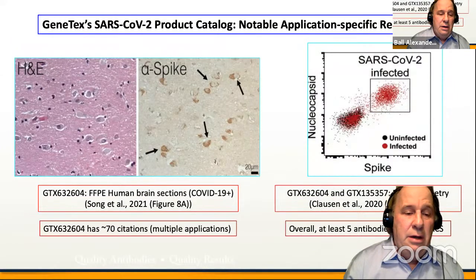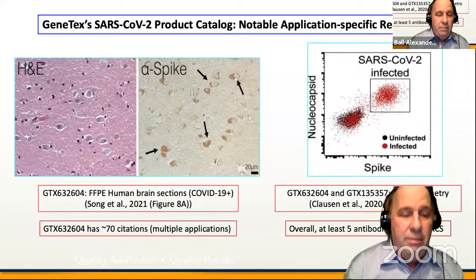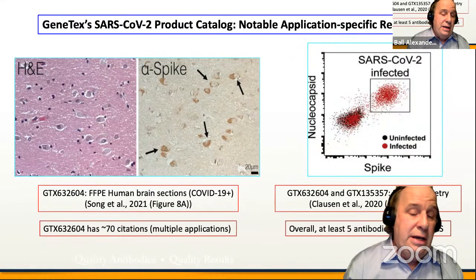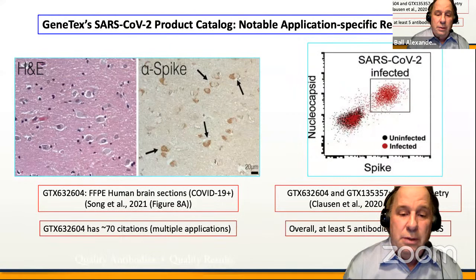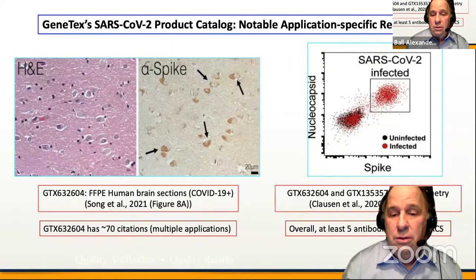One of these is GTX-632604. It's a mouse monoclonal antibody. I think it's the most highly cited antibody for SARS-CoV-2 research directed against the virus. It has probably by now more than 70 citations for multiple applications. We also have at least 5 antibodies, including 632604, that have been validated for flow and FACS.